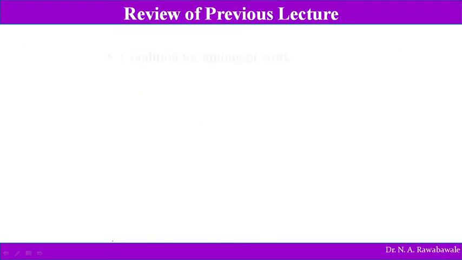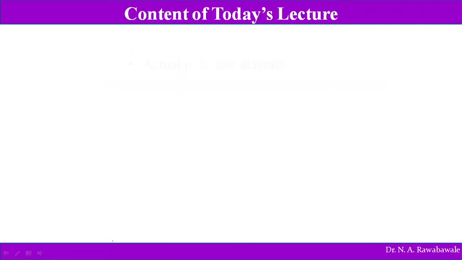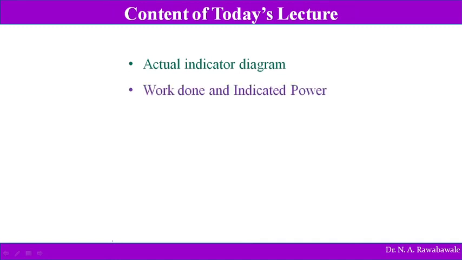In the previous lecture we discussed the condition required for minimum work done per kg of air to be compressed, and then the cylinder dimensions of a multi-stage compressor. Today we will discuss the actual indicator diagram in a compressor, the work done and indicated power required to run the compressor. Then the classification and working of various rotary compressors will be discussed in today's lecture.